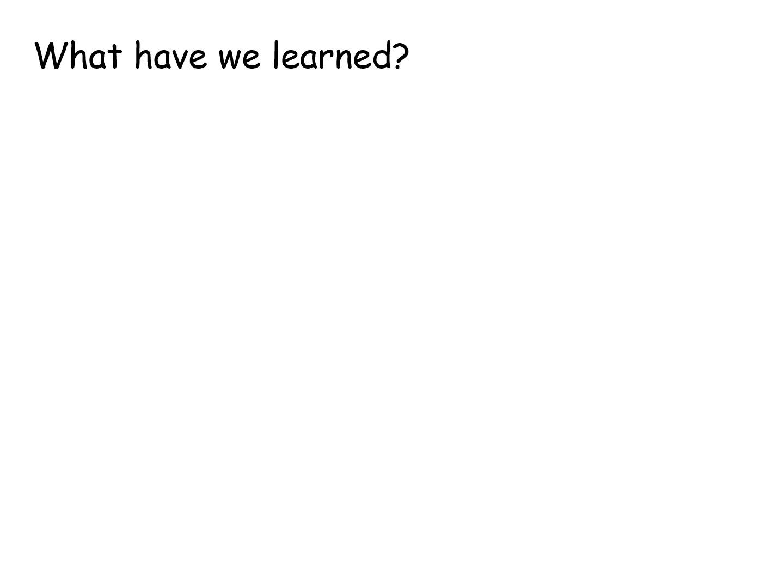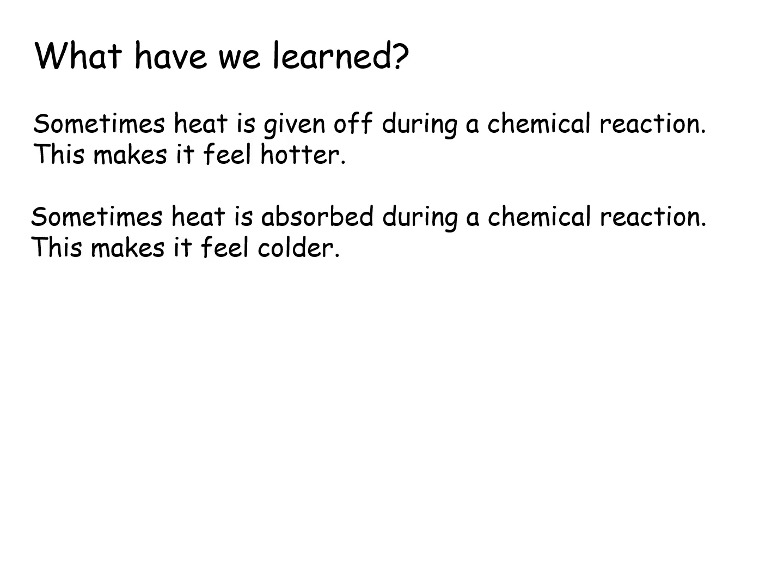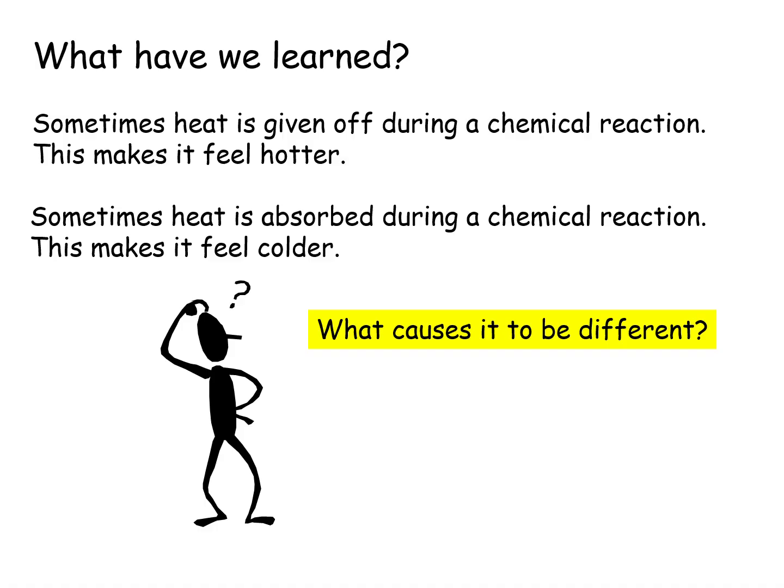So what have we learned from these two examples? Sometimes heat is given off during chemical reactions, such as the combustion reaction. This makes it feel hotter. Sometimes heat is absorbed during a chemical reaction, such as the baking soda and the vinegar. This makes it feel colder. So what we're looking at today is what causes it to be different.